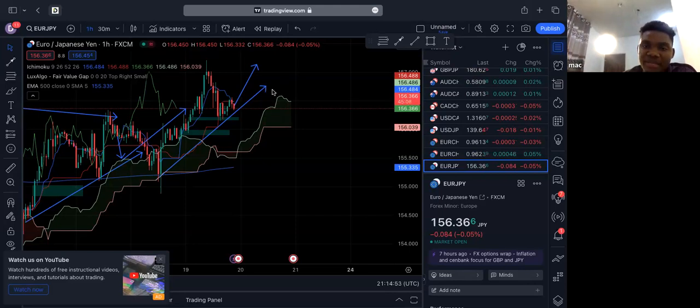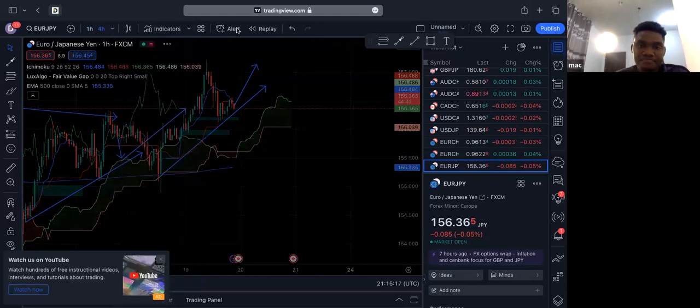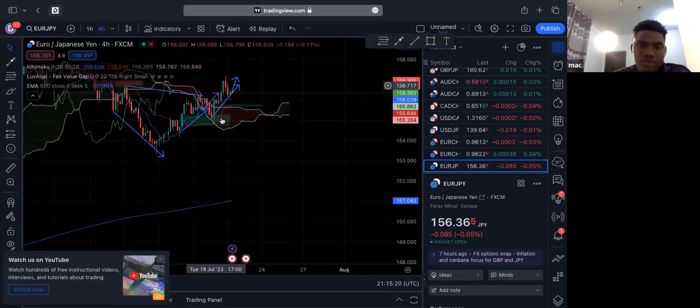Ichimoku, what are the best parameters to set based on best practice? I don't understand that question. Is FVG only used on the 30-minute time frame? You can use FVG on any time frame, even a 7-month time frame. If I turn this to 4 hours, FVG still appears. You can get all these things on any time frame.